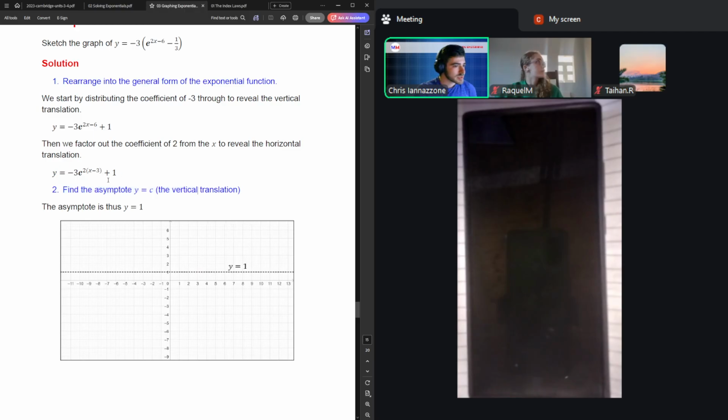Easiest thing to now do is look at the vertical translation, and that will therefore give you what your asymptote should be. There's a +1 here, so we're going to have y equals 1. Nice and easy.